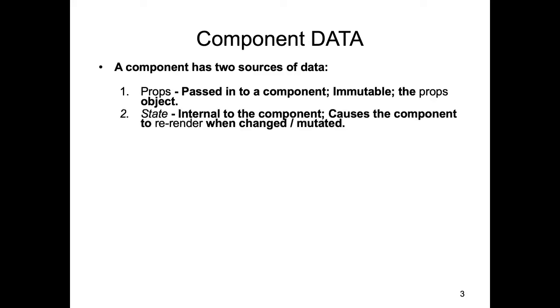The second aspect of a component's data is what we call state. And state is kind of everything that props isn't. State is something that's internal to the component. It is mutable, and that's going to be extremely important because it turns out when you change a state variable's value, that will cause the React runtime to re-execute the component or re-render it, as we say.